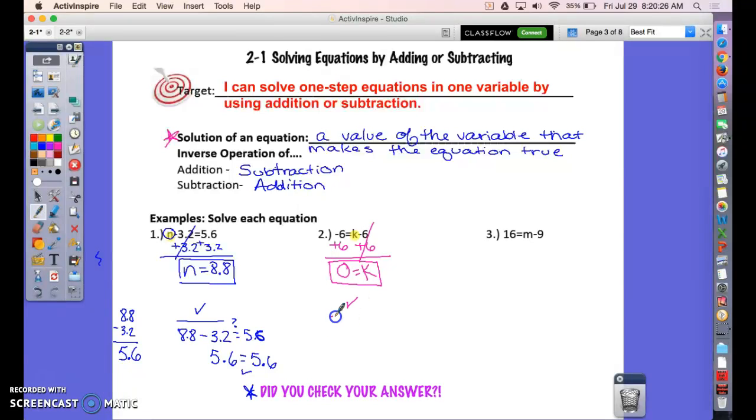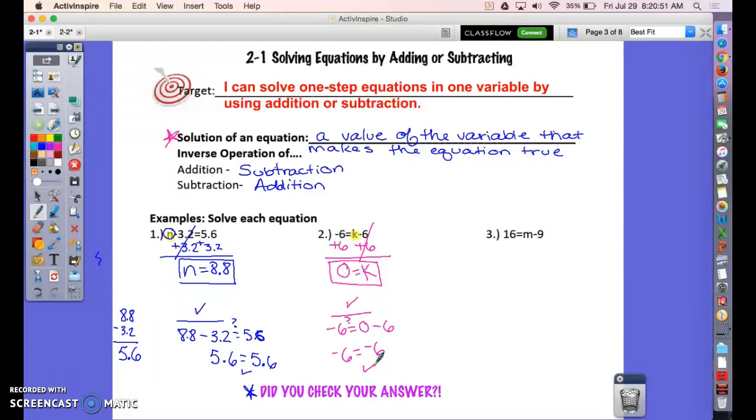Let's do our check step. If I keep my first line, negative 6 equals, but instead of writing k, I write 0, and I take away 6, I'm checking to see, is this true? 0 take away 6 would give me a negative 6. So negative 6 does equal negative 6. I have a true equation, a true statement.